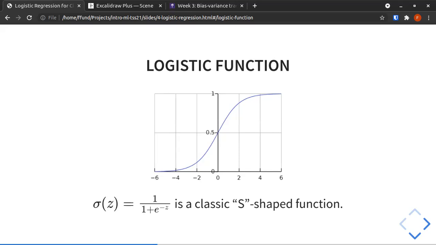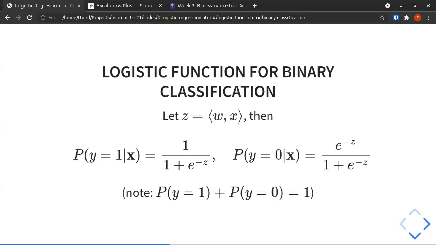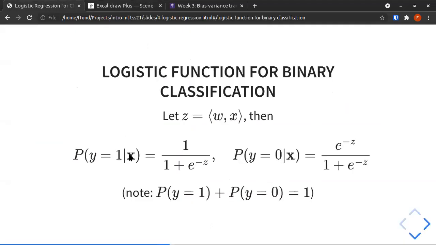So this is kind of a nice feature. Okay, so now that we have chosen our function, let's talk about logistic regression for binary classification. So we're letting z equal the dot product of w and x. So again, this is just that equation of the line.